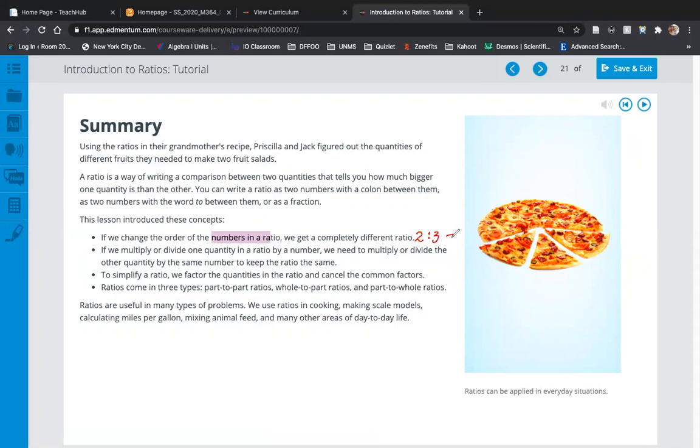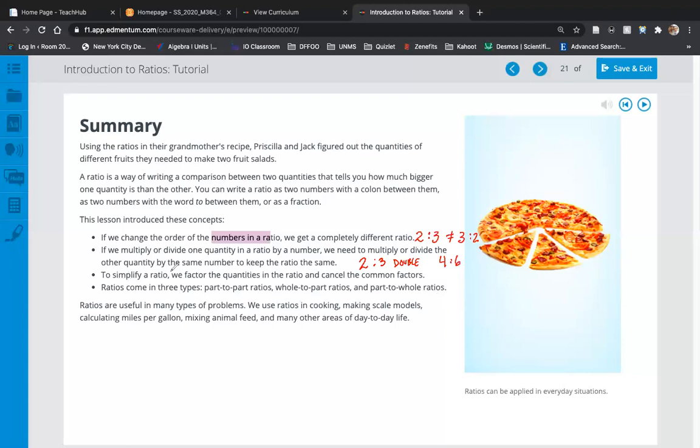This ratio is not the same as this ratio. Also, if we multiply or divide one quantity in a ratio by a number, we need to multiply or divide the other quantity by the same number. So if I had the ratio, say, 2 to 3, and I wanted to double it, I have to double both the 2 and the 3. So I would end up with the ratio 4 to 6.